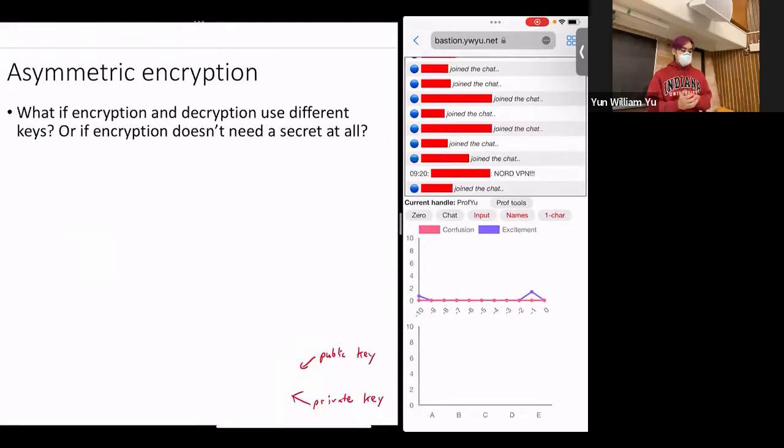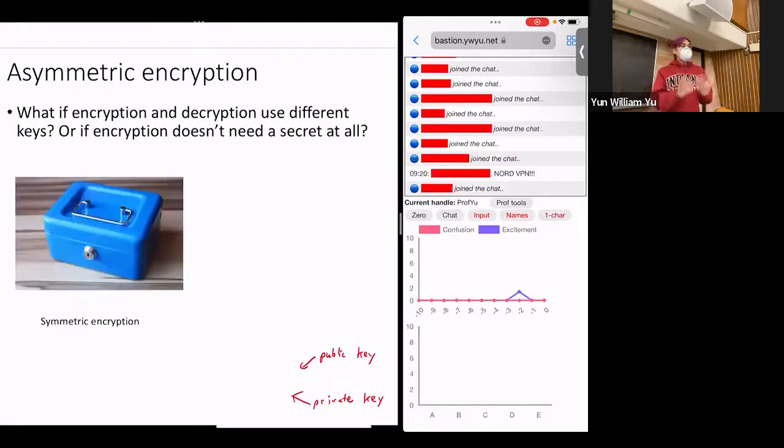But anyway, the key here is with symmetric encryption, your encryption and decryption use the same key. What happens if they use different keys though? What happens if you have one key that encrypts and another key that decrypts? Or maybe encryption doesn't need any key at all, but only decryption needs a key. So with symmetric encryption, that's sort of like having a lockbox, right? You have a key, you put it in, anyone who has the key can open it up, put a message in, or take a message out.